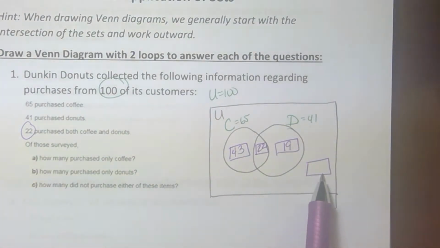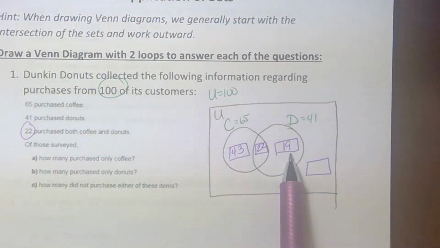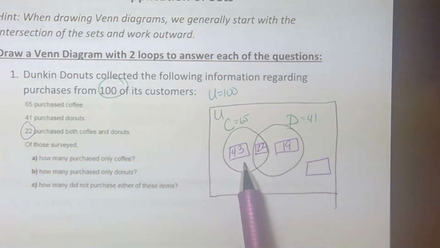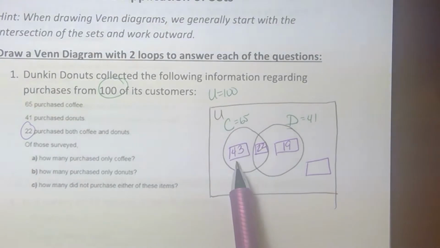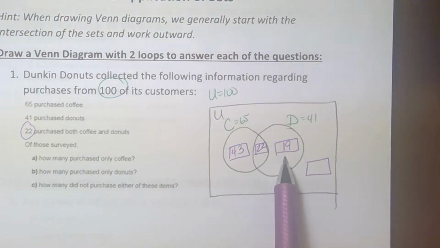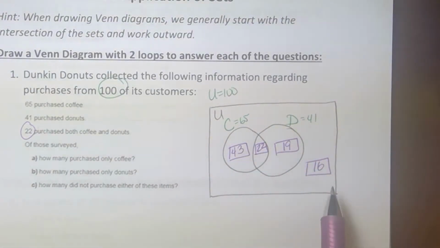Well, how many people came into Dunkin Donuts for something else? I don't really know what something else is at Dunkin Donuts, but apparently there are something elses. Well, I need to add up these 3 values and subtract that sum from the 100 people total surveyed. When I add up these 3 regions, and I subtract from 100, I see there were 16 people out here in the universal set that came into Dunkin Donuts, did not buy coffee or donuts. Now that I've finished filling in all the blanks for my Venn diagram, I move on to the questions.